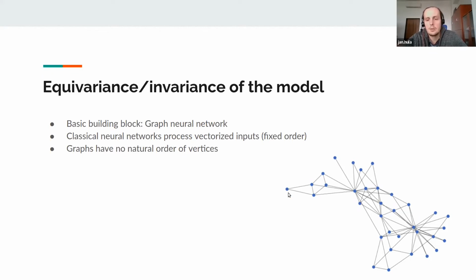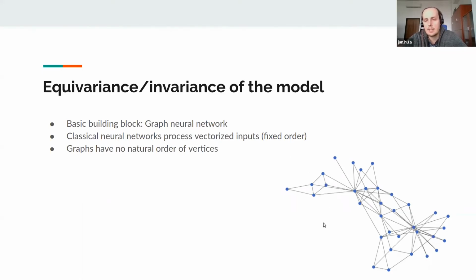One feature which they need to take into account is that graphs have no natural order of vertices. For example, classical neural networks process vectorized inputs, and in the vector there is a fixed order of the components. But for graphs, there is no fixed order. So the graph neural network needs to be invariant with respect to permutations of these vertices.